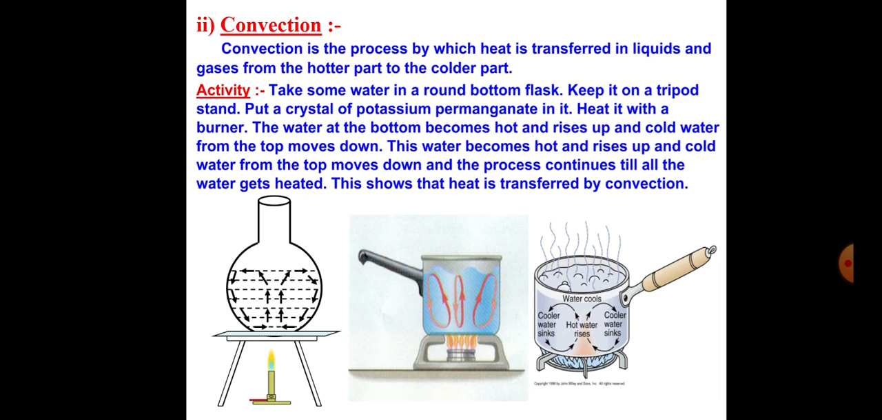You take some water in a flask, keep it on the stand, put a crystal of potassium permanganate in it, heat it with a burner. The water at the bottom becomes hot and rises up, and cold water from the top moves down. This process continues till all the water gets heated. This shows that heat is transferred by convection.